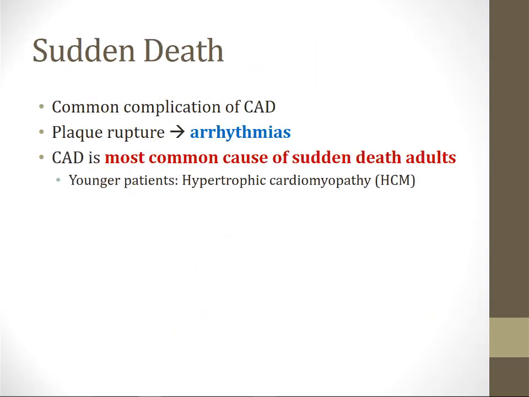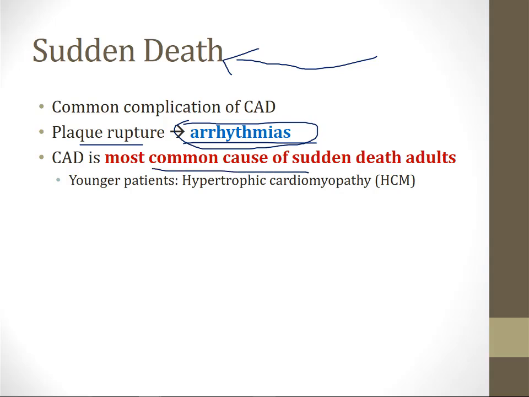Sudden death, unfortunately, is a common complication of coronary disease. Many patients develop a plaque rupture, and that leads to ischemia, but before they come to medical attention, they develop an arrhythmia. You want to remember that arrhythmias are usually the cause of sudden death related to ischemia. The ischemic myocardium is vulnerable to irregular rhythms, especially ventricular tachycardia and ventricular fibrillation, and this can lead to sudden death. In fact, coronary artery disease is the most common cause of sudden death in adults. In younger patients, the most common cause is hypertrophic cardiomyopathy, but most patients who have sudden death are older, and among those patients, CAD is the most common cause.